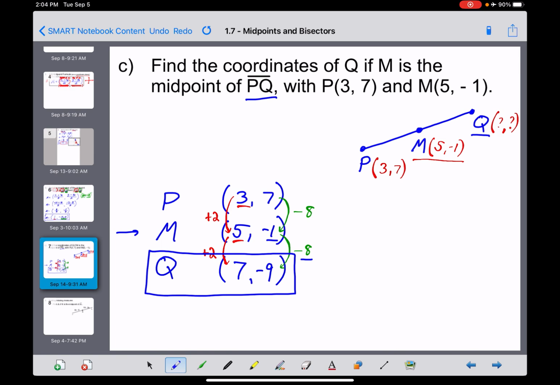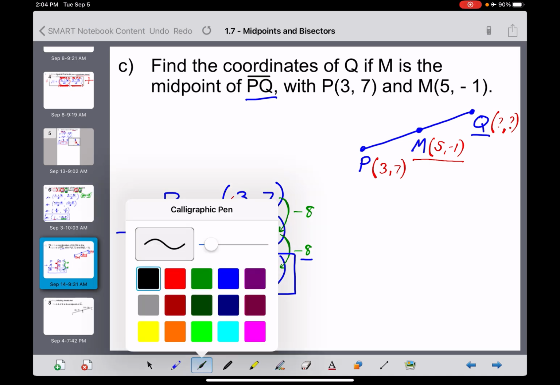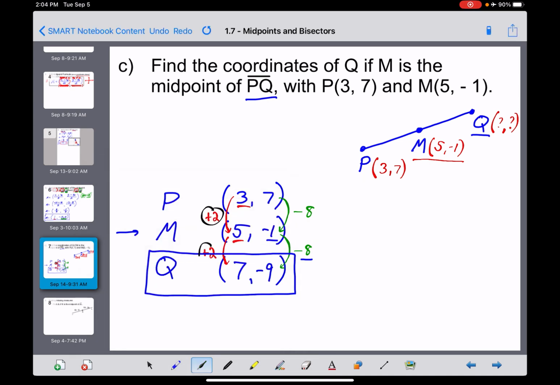So this concept right here, guys, of just repeated addition, here we had adding 2, add 2 again, and with the y coordinates, subtracting 8 again, that can save you some time and heartache on a problem like this.